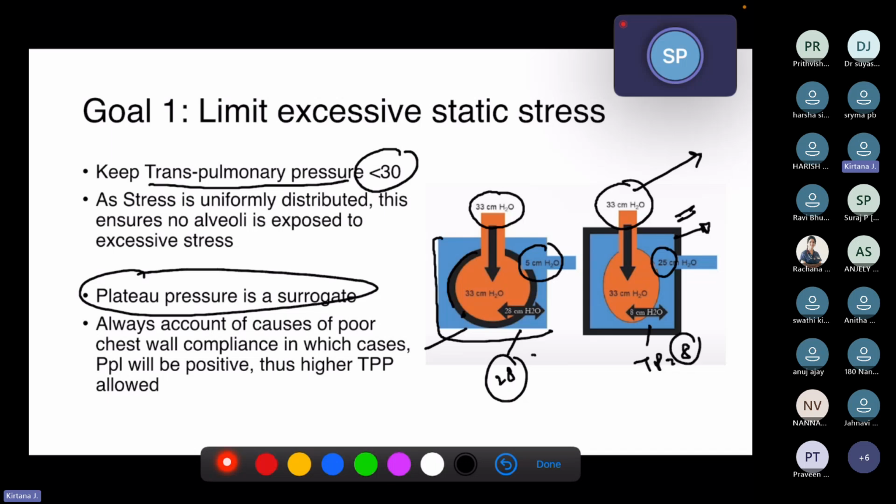Therefore, your plateau pressures might not be a true representation of your transpulmonary pressures in states where you're expecting a stiff chest wall or a low chest wall compliance.